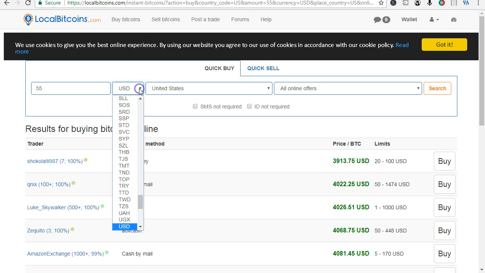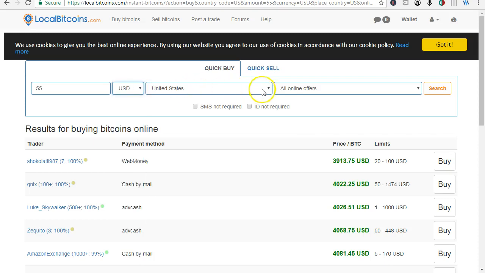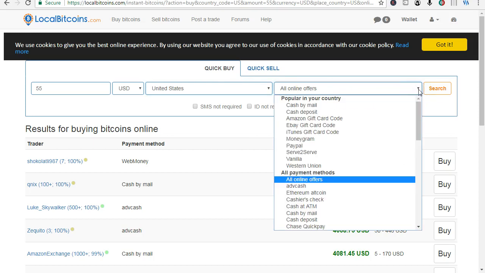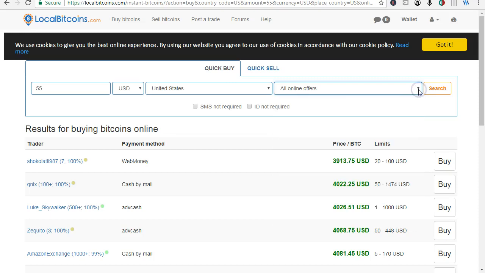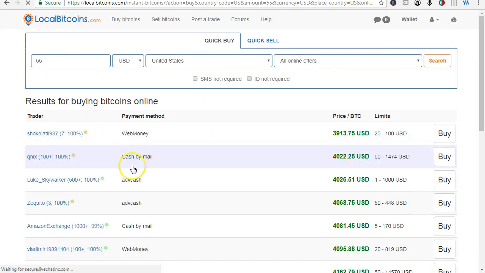You can put what you want, different currencies, different countries, online offers, cash by mail, cash deposit, Amazon, eBay, MoneyGram, PayPal, Western Union. Here we are. Click search and this will all come up.